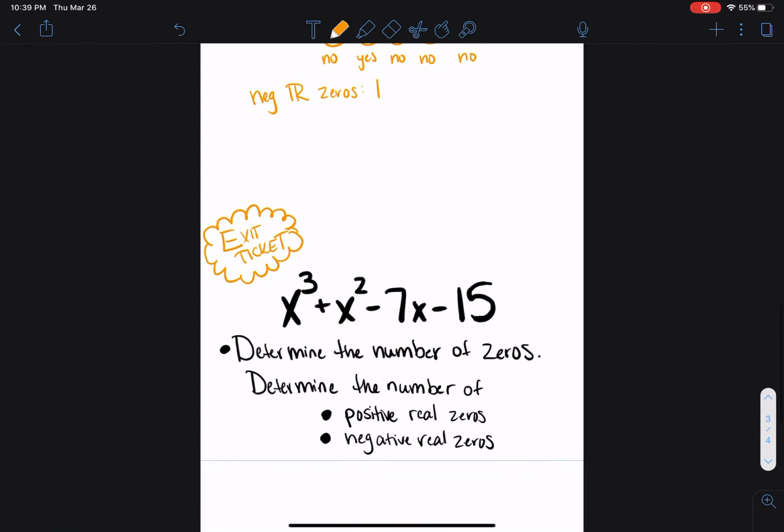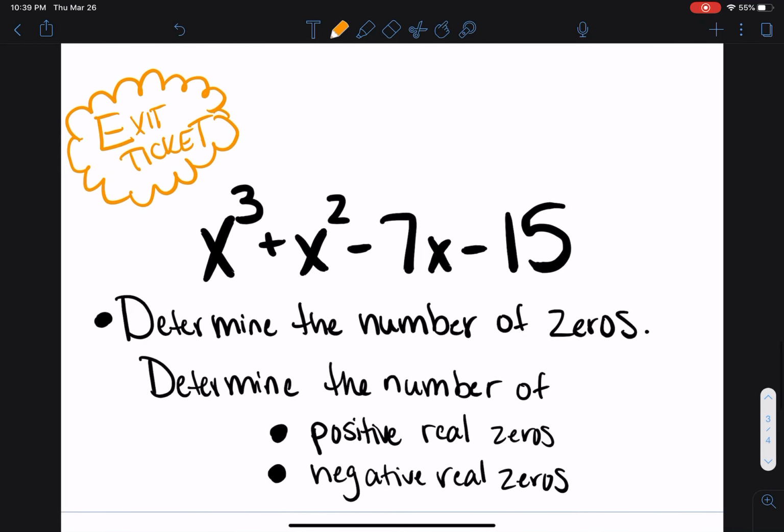All right, so for your exit ticket today, I want you to determine the number of zeros, so the highest degree, and then I want you to determine the number of positive real zeros and negative real zeros. All right, today is the last day of the week.